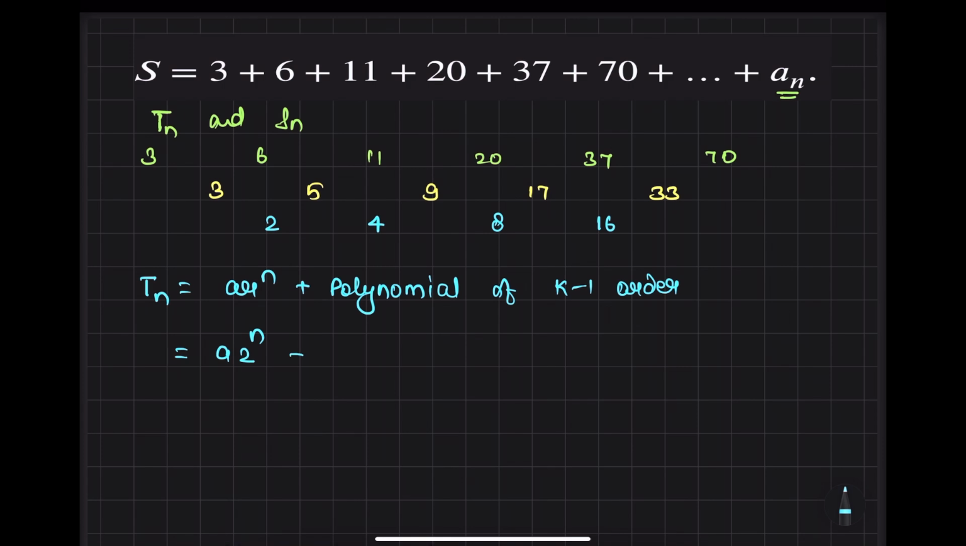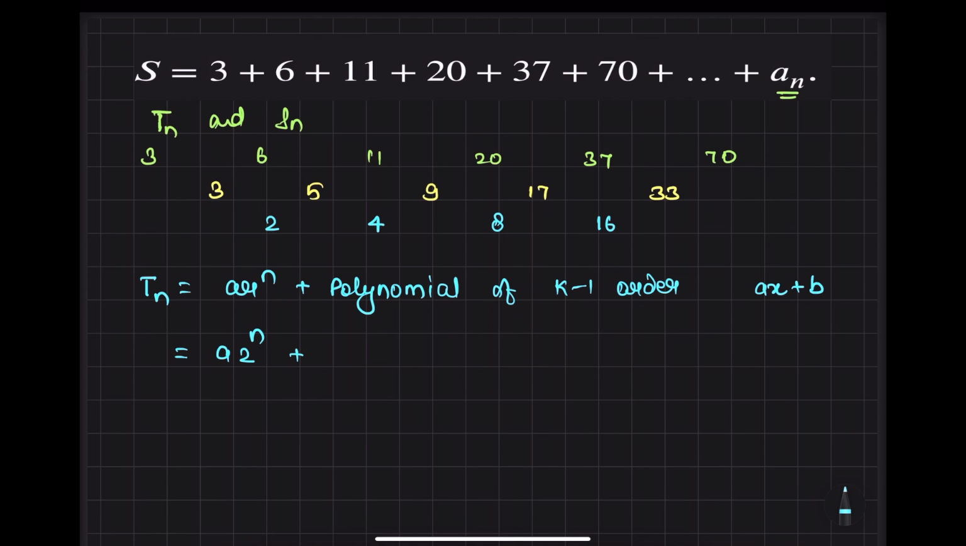Okay, now focus on the polynomial, of order k minus 1. Who is k? K is the number of differences. How many times did you take differences? You took the first difference and the second difference, so you did it 2 times. Correct? So k is 2. If k is 2, k minus 1 is 1, so you have to write a one order polynomial. One order polynomial means what? Ax plus b.